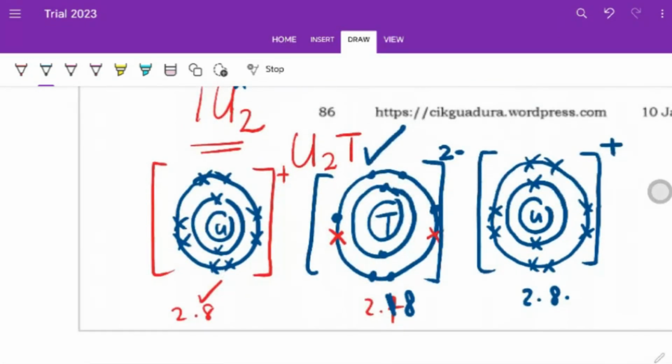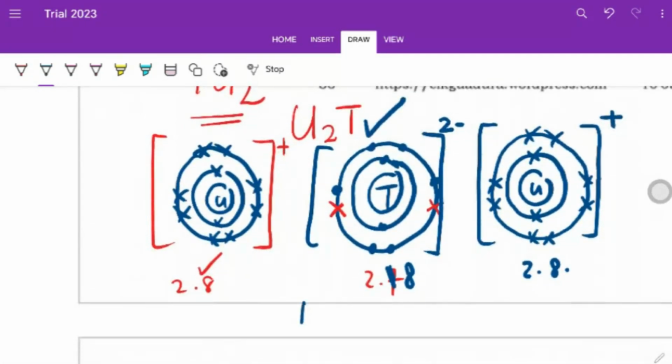So the formula should be U2T. Okay, U2T. Metal we write first, or positive ion first, then negative ion. Okay, now class.